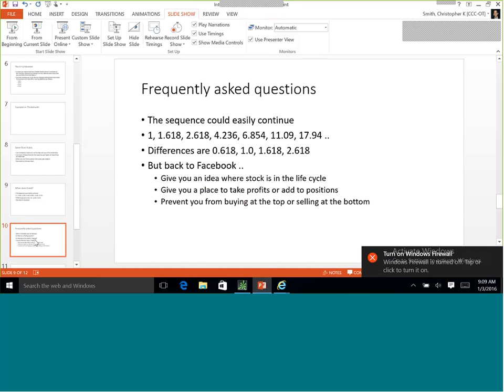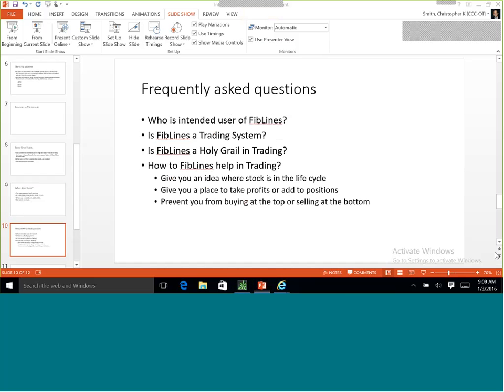Okay, so frequently asked questions. Who's the intended user of FibLines? Well, it would be active traders and investors, not so much for buy and hold type of traders, although it could be used to take profits or decide when to add to a position. FibLines is not a trading system. It is a tool used to help in trading decisions.